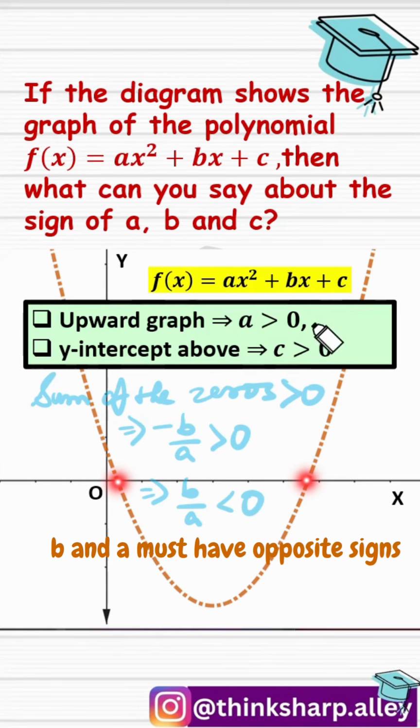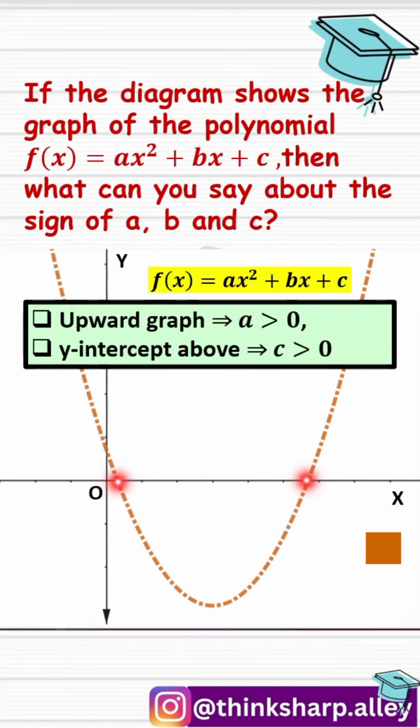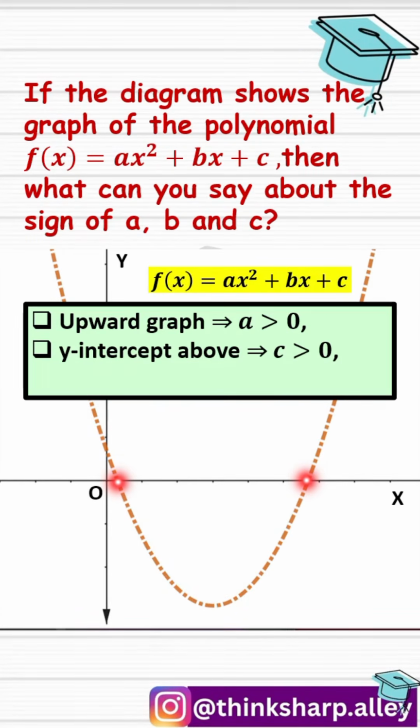Now we have already proved that a is greater than 0, and that implies b must be less than 0. It is an upward graph and the sum of the roots is positive, so b must be negative. So the signs are: a is positive, b is negative and c is positive. If you got this, you are mastering graph-based questions.